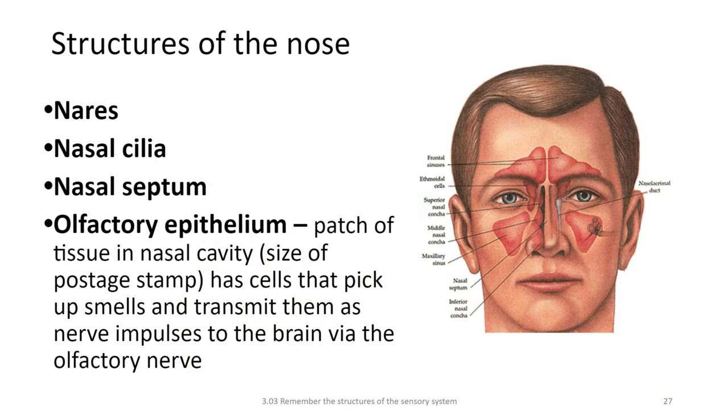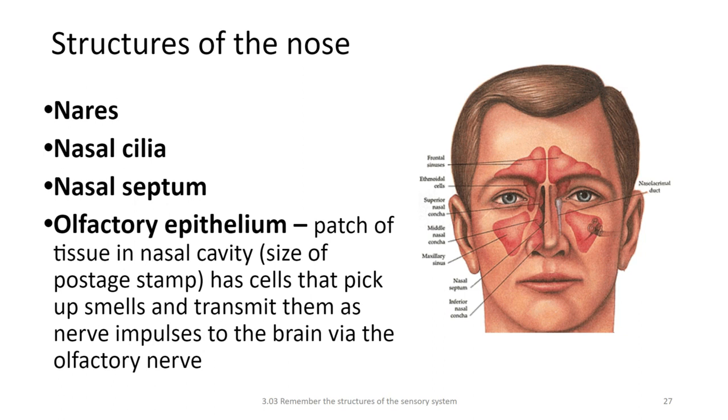Remember, nares is a fancy word for your nostril, so you have a right and a left naris. Cilia is hair, so nasal cilia are your little nose hairs. And the septum is the dividing partition, the thing that divides your right from your left nostril. The only new thing here is olfactory epithelium.